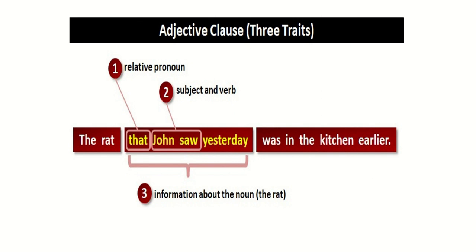Okay, so this is the order of a relative or adjective clause. I have the noun, then the relative clause itself should start with the relative pronoun, then a subject and a verb. Okay, so it adds information about the noun it modifies, like the rat that John saw yesterday was in the kitchen earlier. Specifically, I'm talking about what? About the rat that John saw yesterday. This is the piece of information about that rat.